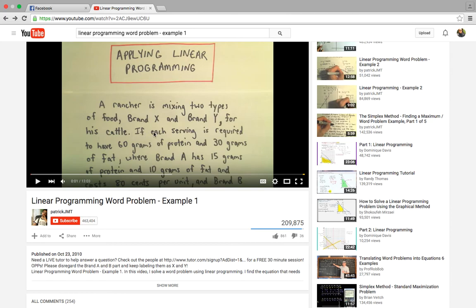He does mess up a little bit here in the first. He calls it brand X and brand Y and switches it to brand A and brand B. But if you've been teaching very long, we've all done that.